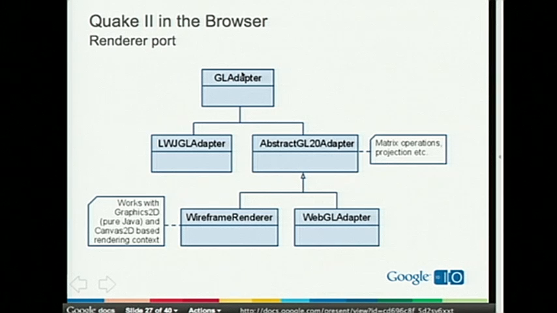So the whole structure of our implementation is that we have an abstract GL adapter at the top, and we have an LWJGL adapter that still runs the original code base, so we can still run it in pure Java on the desktop. And then our abstract GL 2.0 adapter does all the fixed function pipeline stuff, and that's used by the wireframe renderer and the WebGL adapter.